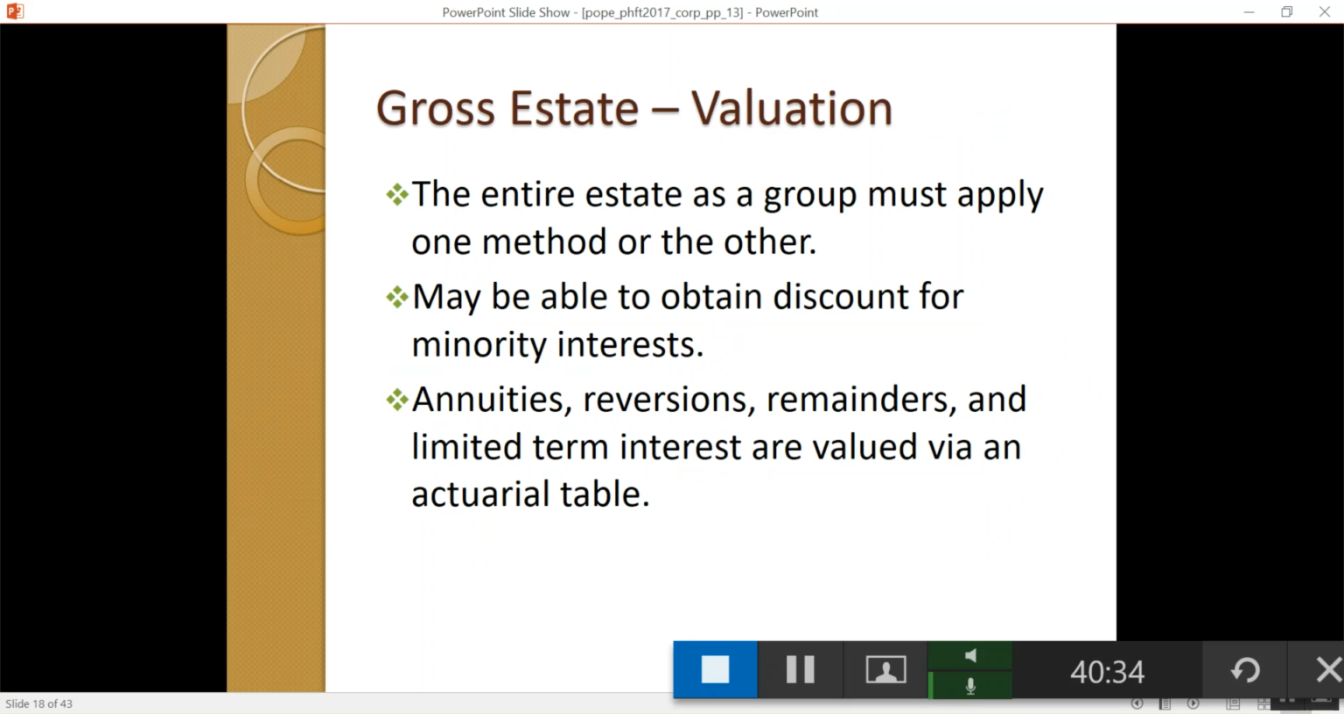So before we get into what the alternate valuation date is, let's just talk about valuation. So with regard to valuation, you have to apply the value of the gross estate, which you're going to either use at the point of time of the date of death or 6 months later. You have to apply that to all of the property in the estate. You can't pick and choose and elect to use the value at the alternate valuation date for some and the date of death value for others. It's got to be either all at the date of death, value all of it at the date of death, or value all of it at the alternate valuation date.